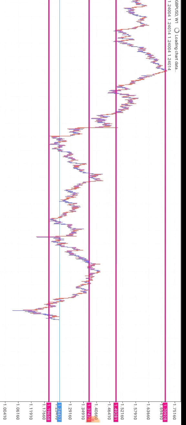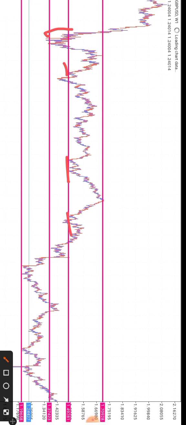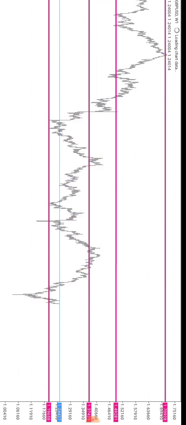This is another major level. As you can see, price is testing this level also. Price tested it twice here. Price broke it here, but it came back and started acting as support. Price tested it, tested it. I think you get the point now. So these are our major levels.